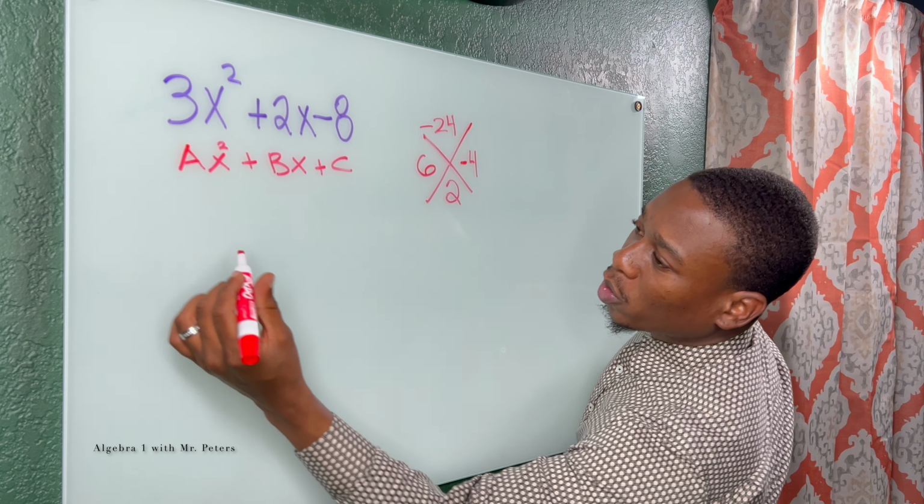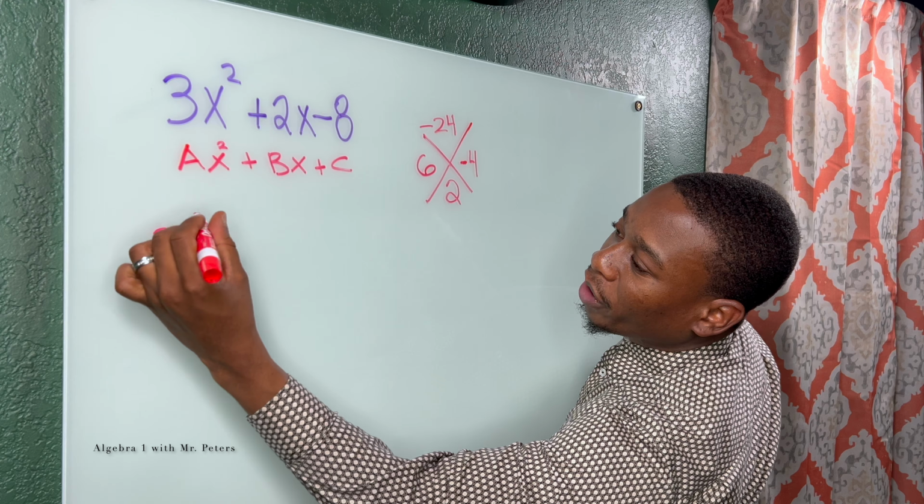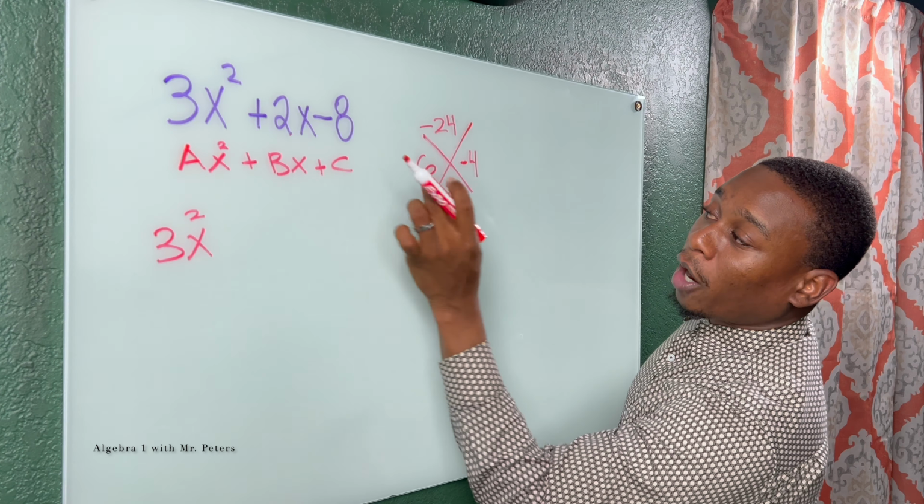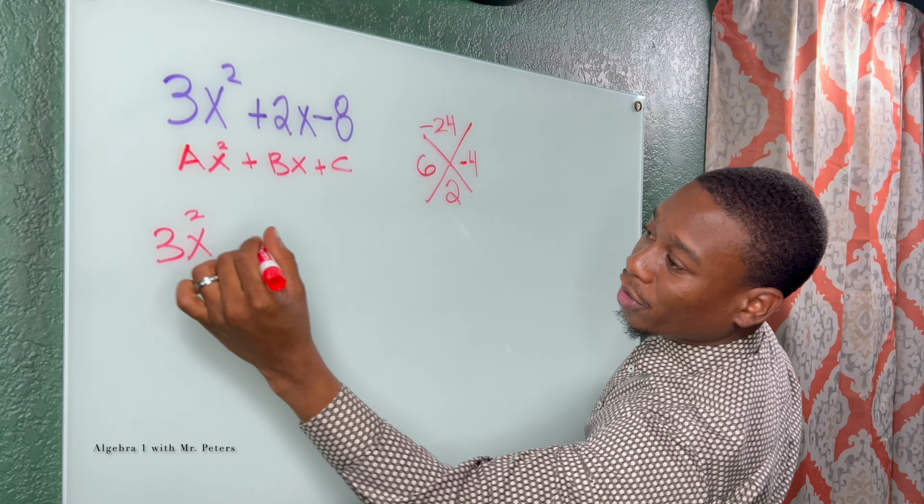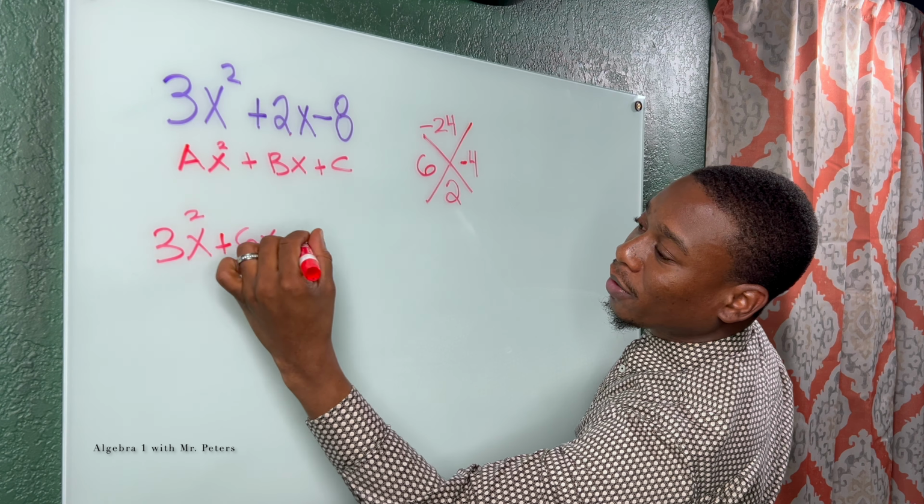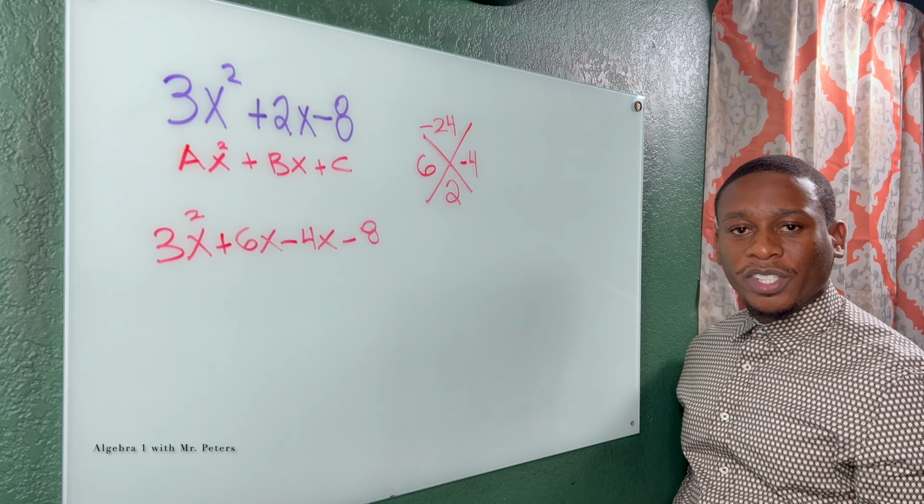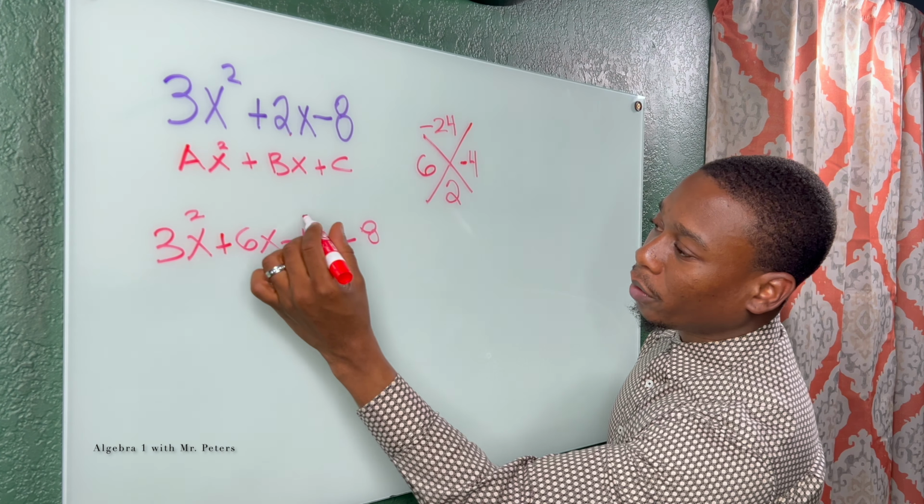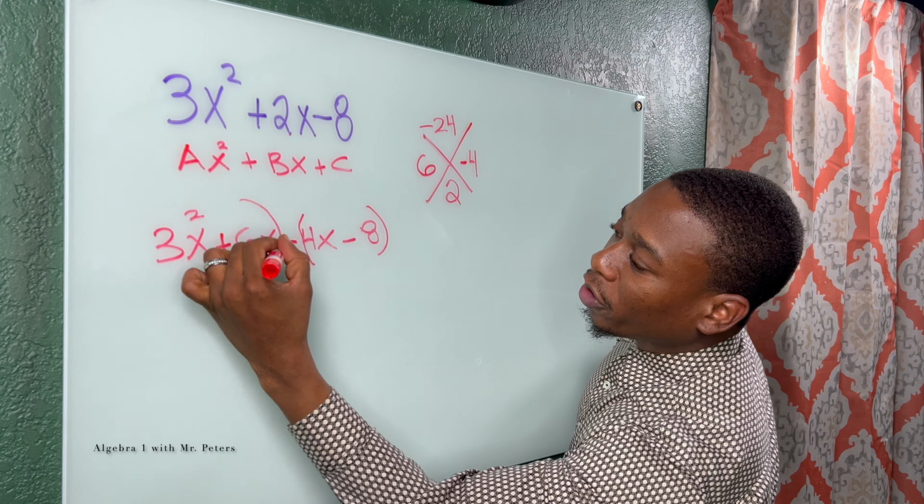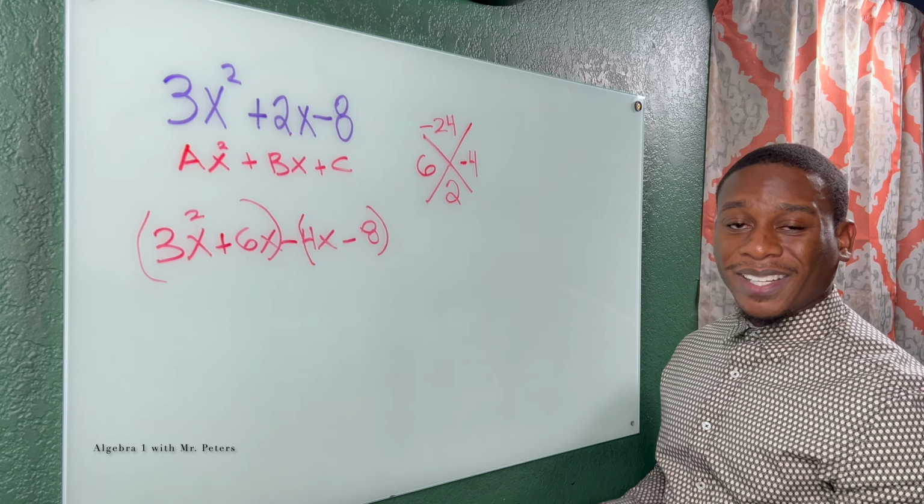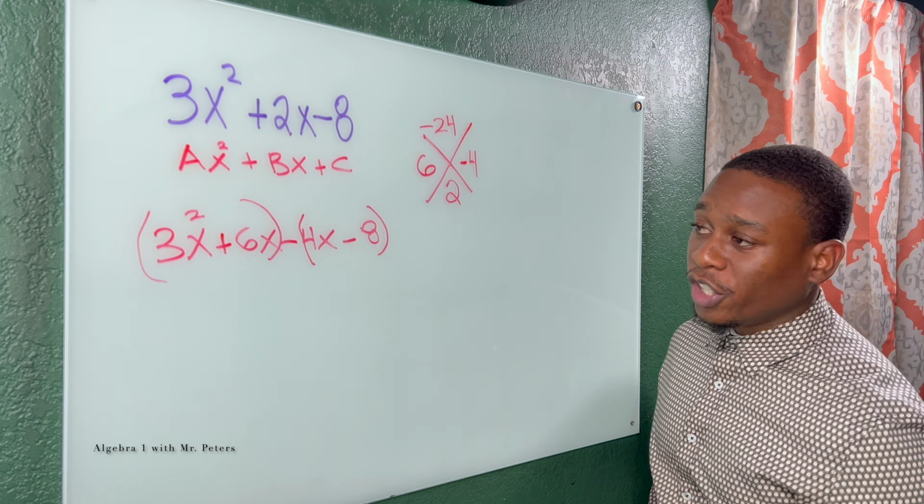So what we do now is we come in here, and we're going to have 3x squared, and we're going to split our b term into our two factors. So plus 6x minus 4x minus 8. Now, this is going to turn into factor by grouping. So we're going to group the first two terms, last two terms, and simplify somehow with the GCF.